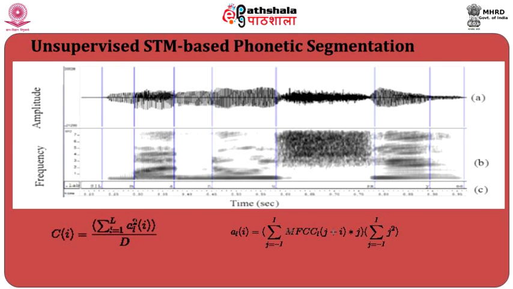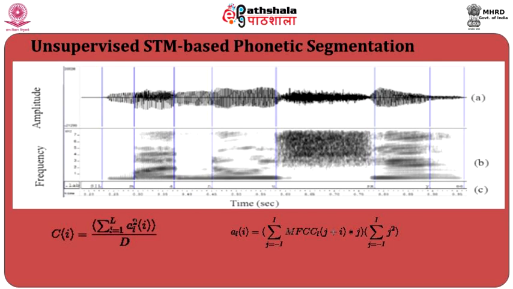The formula for which is, you can see here, C_i, which is the STM at a given frame, equals summation over l equals 1 to L of a_l squared at i, whole divided by D, where D is the dimension of the spectral feature vector, which is 10 in this case, and a_l is the regression coefficient or rate of change of the spectral feature defined as below.